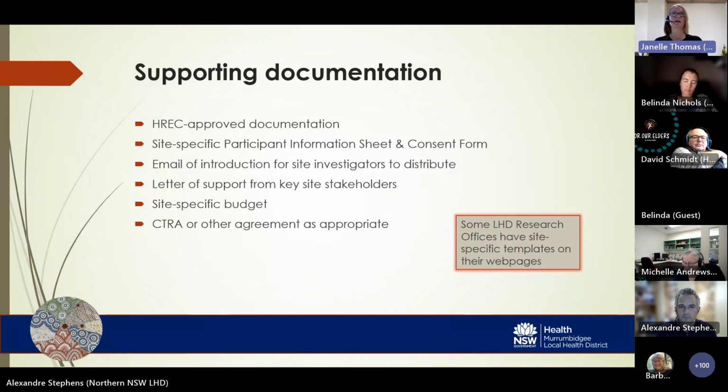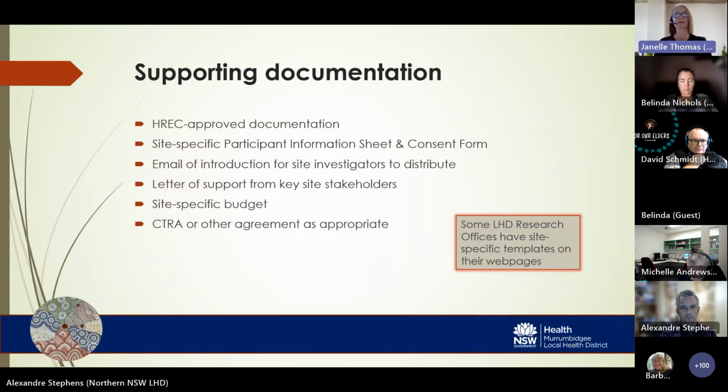The other thing to consider with your site application is supporting documentation. You will certainly need to submit all of your HREC approved documentation. Most of the time, these things will appear in Regis and be transferred across to your site application. Depending on your project, you may need to consider site-specific participant information sheets and consent forms. The kind of information you might need to put here are site-specific logos, site-specific contact details, and also some projects, if they've got modules, perhaps not all of those modules will be done at all of your sites. So you need to think about, does this part of my project need to be in the PIC for Murrumbidgee or not? You may need to consider an email of introduction for your site investigators to distribute to potential participants.